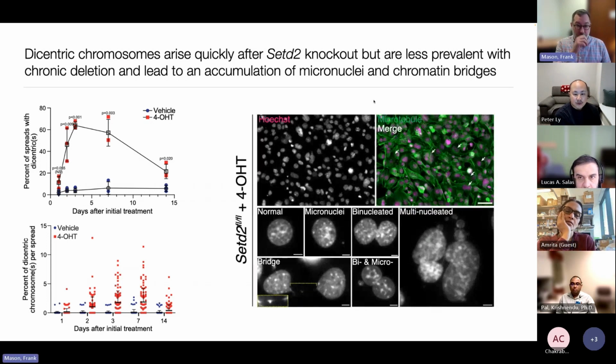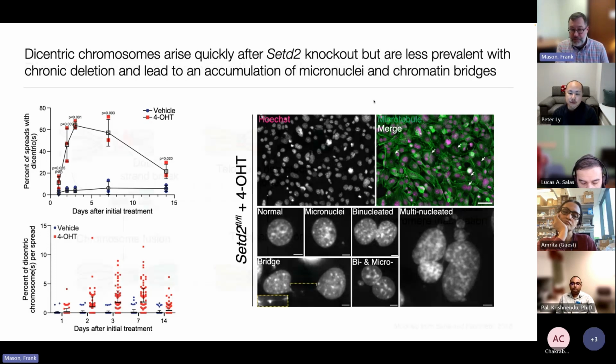And then we also see that the formation of these dicentric chromosomes and chromosome segregation lead to a whole host of phenotypes in interphase. They generate micronuclei. We see a number of cells that are binucleated, cells that are bi and micronucleated, and multinucleated as well. And we also see the formation of chromatin bridges in interphase.